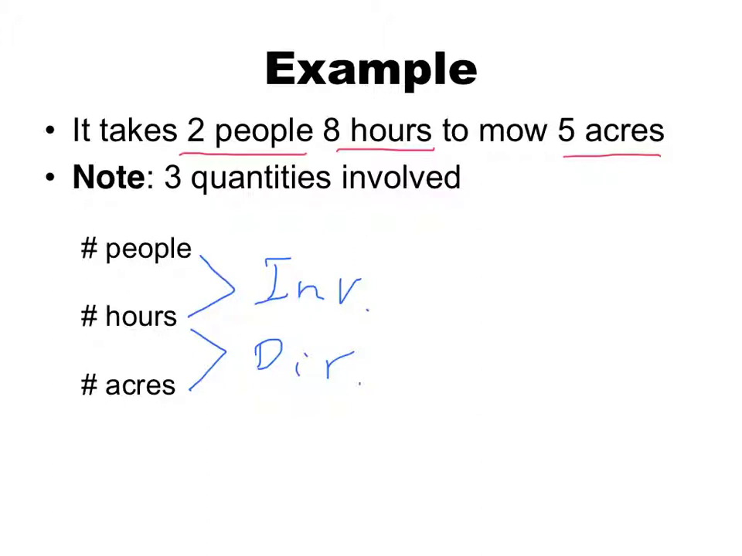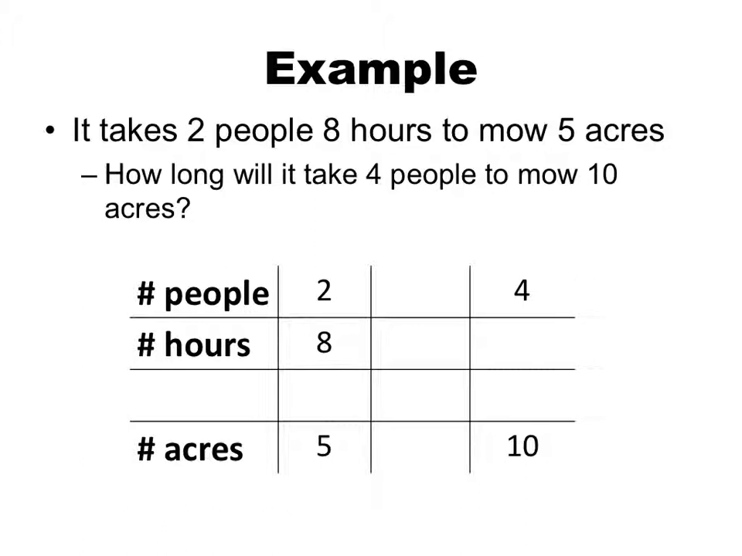Okay, so we've got three quantities here, two different pairs of quantities. One pair is inversely proportional, the other is directly proportional. Now let's ask a question about this scenario and try to solve it. So here's our question. How long will it take 4 people to mow 10 acres?